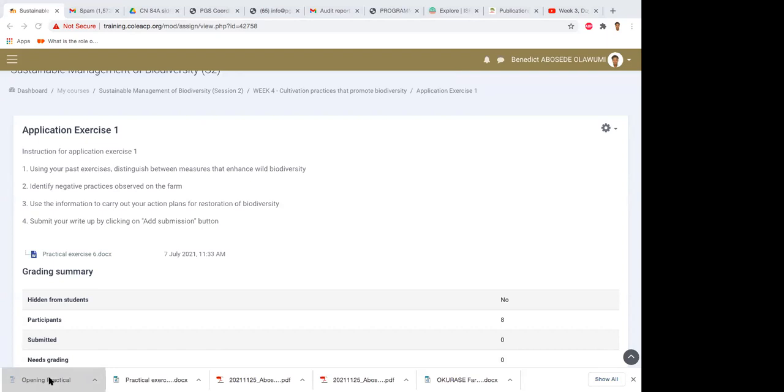Can you see it on my screen? Can you see a Word document on my screen? Yes. So: distinguish between measures that enhance wild biodiversity and those that enhance domestic biodiversity. That's what the question is all about. So it's a straightforward answer from all that we have discussed over the past 4 weeks. And I hope that we'll be able to do all these assignments and deliver them before the end of the week.